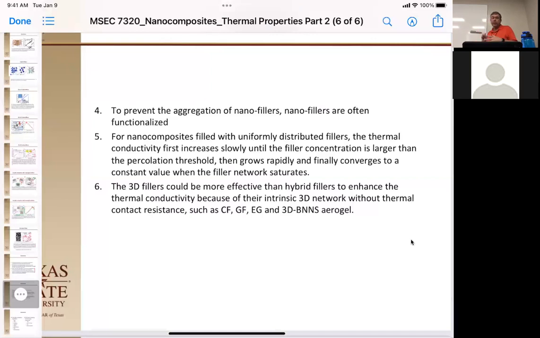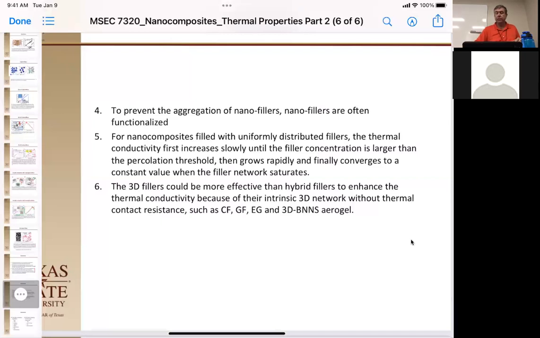Okay, and then the 3D fillers could be more effective than hybrid fillers to enhance conductivity because of the 3D network, and that means the foams. There's already a three-dimensional foam in there. And then what you would do with those foams is you would take them and infuse them with whatever polymer you want. So if you wanted it rubbery, you'd do polyurethane, or if you wanted it rigid, you'd do epoxy. And then that entire thing would have uniform thermal conductivity in all three directions.